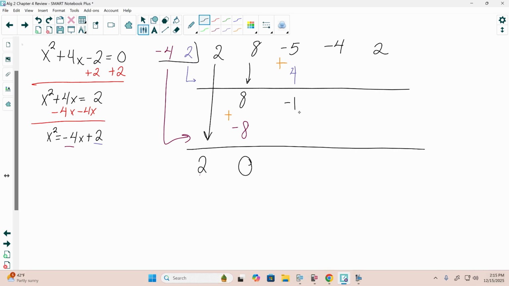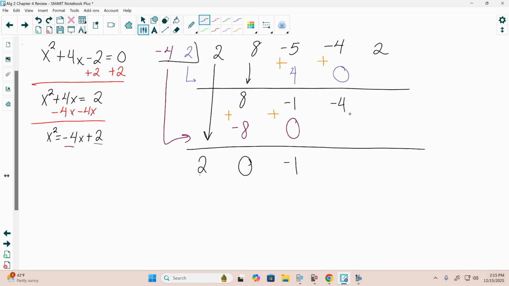Now we're going to do the multiplication again. But this time we're multiplying the negative 4 with the 0. And negative 4 times 0 is 0. We're also going to do 2 times 0, which is 0. And just like before, we're going to add, so we have negative 1 plus 0. And negative 1 plus 0 is negative 1. Negative 4 plus 0 is negative 4.